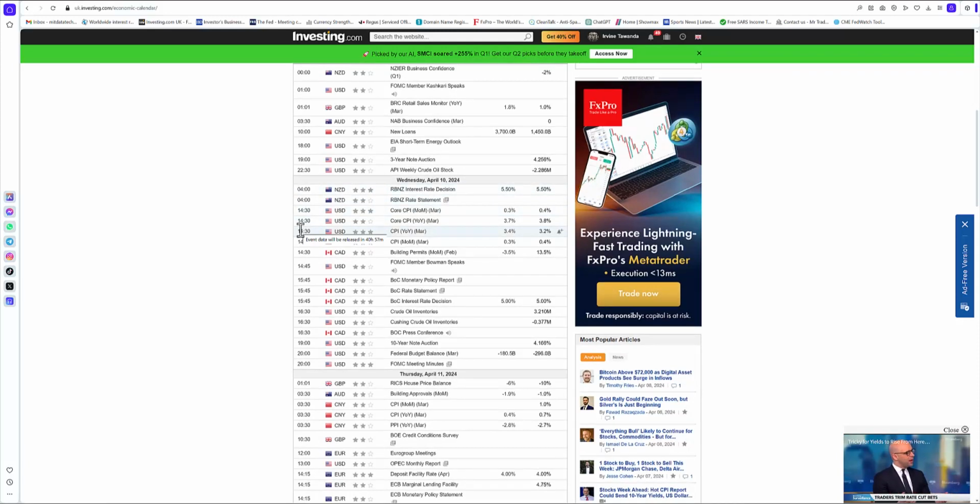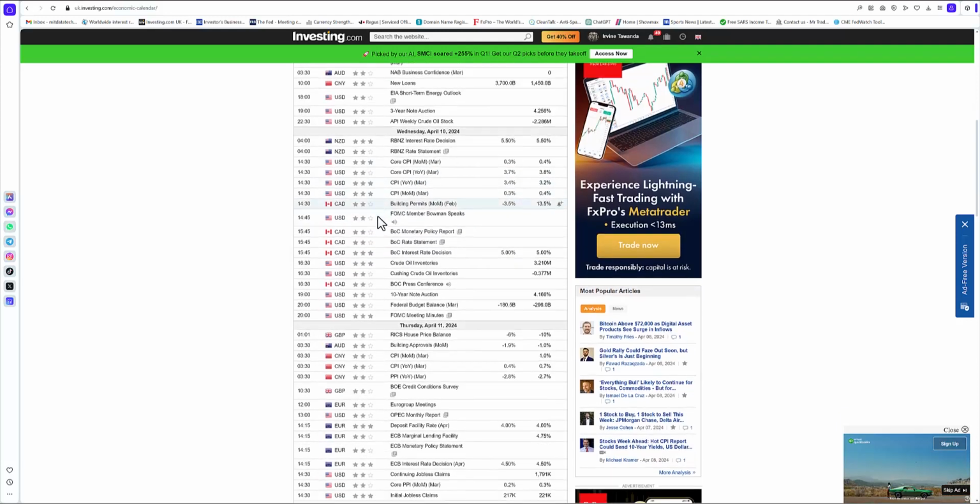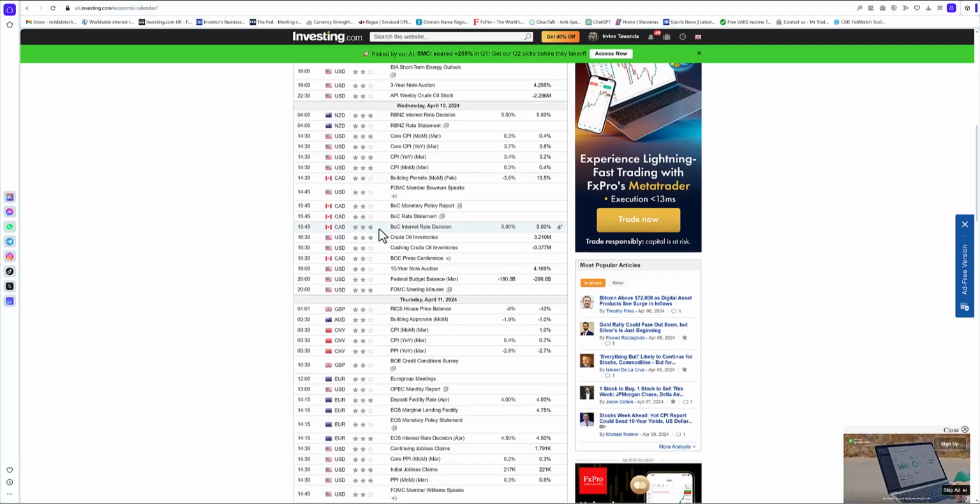New Zealand rate decision. I'm not sure they're going to cut. They might keep them at 5.5, and then later on during the day we've got CPI for the dollar. That's a crucial one for this week, and take note of that once we're doing our analysis. Then we also have a couple of other fundamentals on Wednesday, mainly the BOC rate decision, that's the Bank of Canada, and then we've got FOMC minutes at 8 p.m.